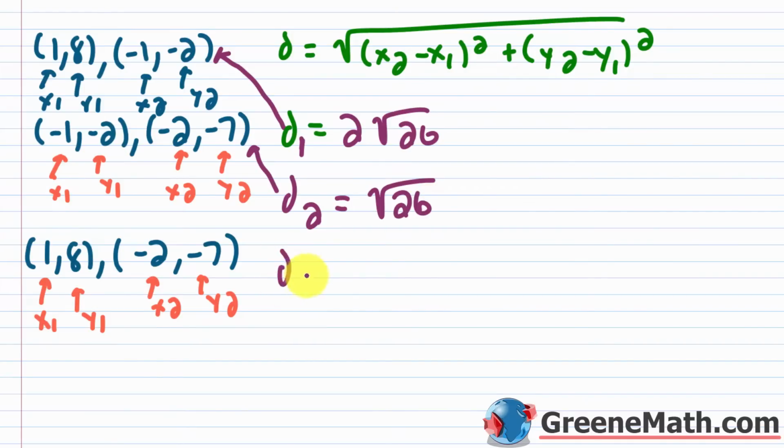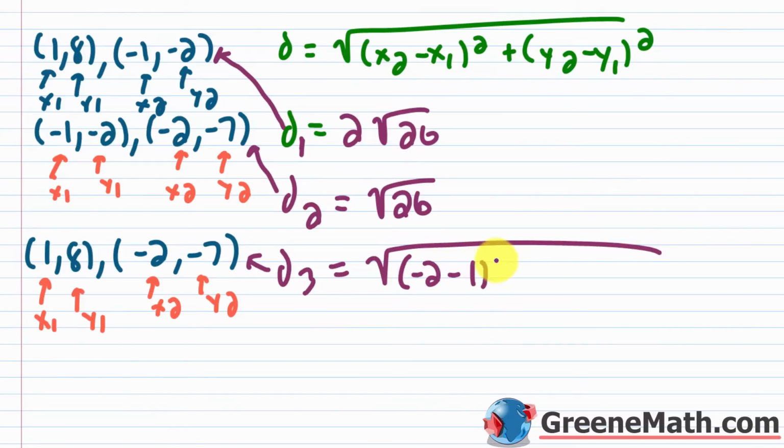And then let me say this is d sub 3 here. I'm just going to arrow to this. So this is the square root of, so x sub 2 is -2, and then minus x sub 1 is 1, and this is quantity squared. And then plus y sub 2 is -7, and then minus y sub 1 is 8, and this is quantity squared.